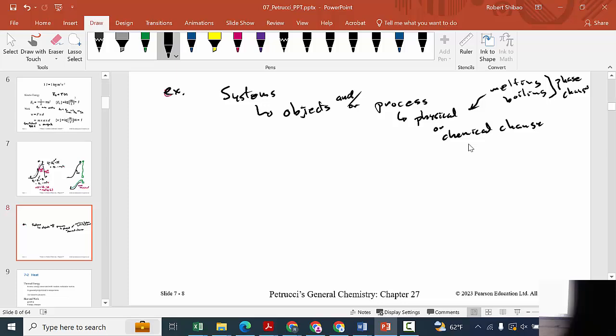How about a chemical change? Give me an example of a chemical change. Combustion. Combustion is a good one. What else?